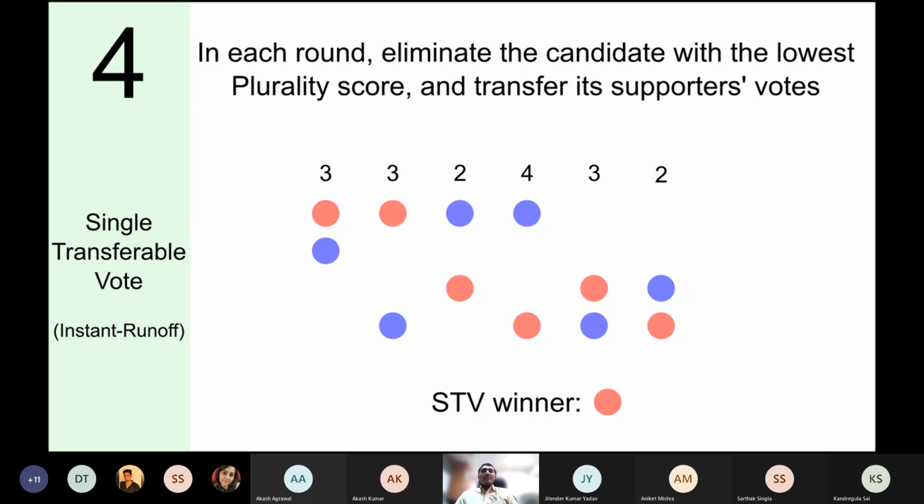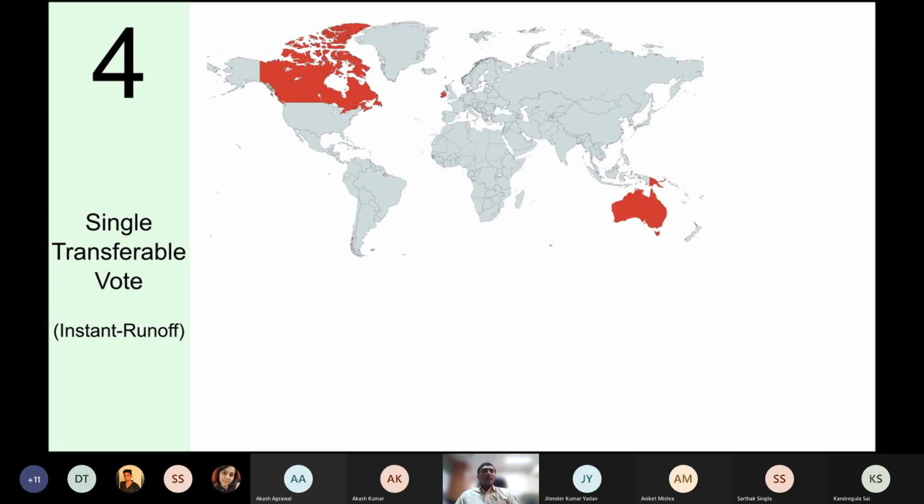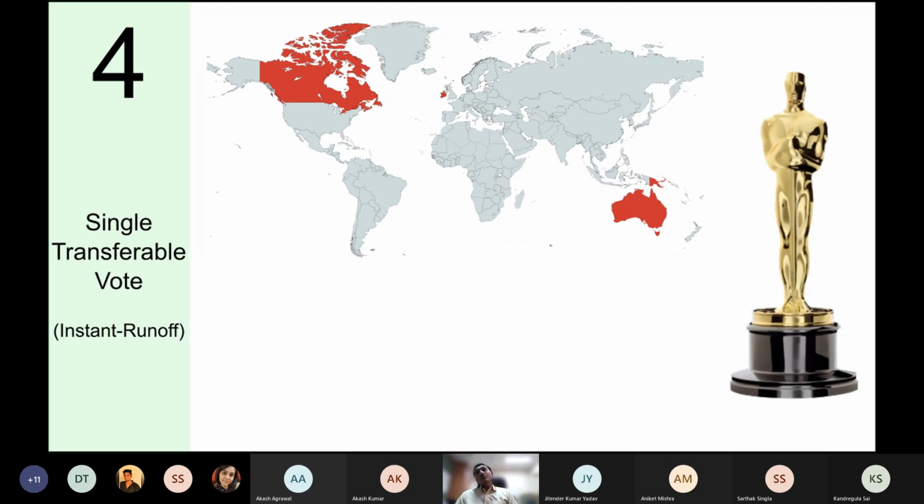So that's STV. Again, a very widely used voting rule, maybe not as widely as it should be, but anyway, it's used in Australia and Papua New Guinea and Ireland and Canada in various elections. It's also used in determining the best picture, like which picture wins the Academy Award, the Oscar.